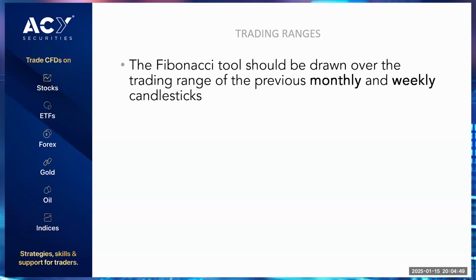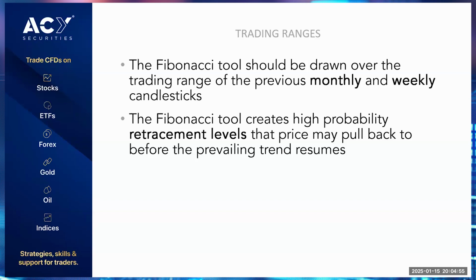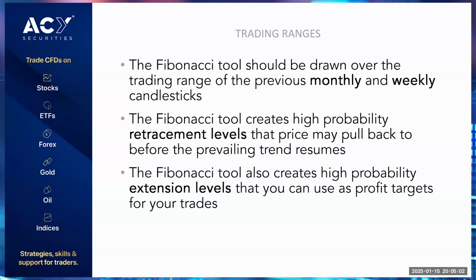A Fibonacci tool should be drawn over the trading range of the previous monthly and weekly candlesticks. The Fibonacci tool creates high probability retracement levels that price may pull back to before the prevailing trend resumes. It also creates high probability extension levels that you can use for your profit targets for your trades. So we're going to use the Fib tool across the high-low range of the weekly and the monthly candles.